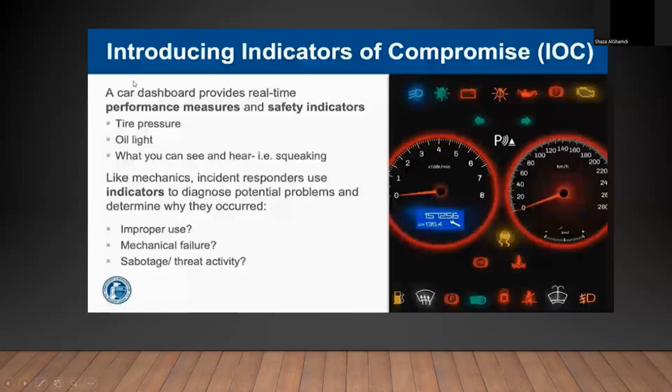So here it's saying that a car dashboard provides real time, and this is very important, real time, because what we're getting right now is an alert for what's happening in our car, for performance measures and safety indicators. So if you are not wearing your seat belt, it will also show this. If your airbags are not working properly for whatever reason, it will give you an indication. If the tire pressure is not adjusted, it will also give you an indicator.